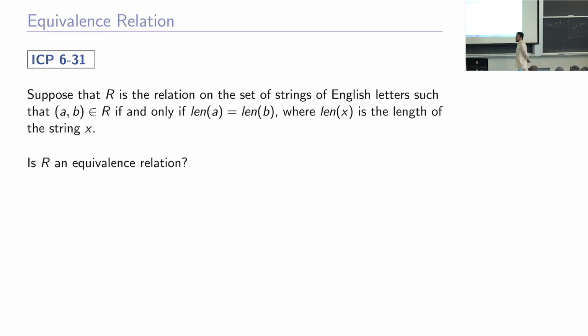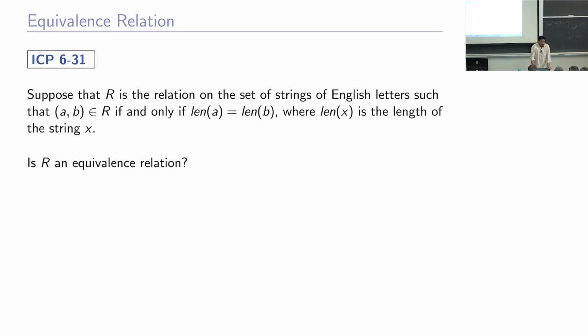Okay. Here is another relation. Go home and do this. Okay. Very simple thing. I say R is a relation on the set of strings of English letters such that A, B is in R if and only if the length of A is equal to the length of B, right. So, if two things have equal length, I say they are related. Is this an equivalence relation?